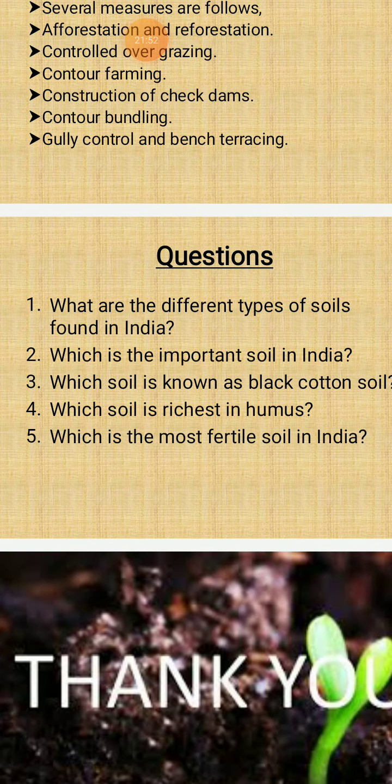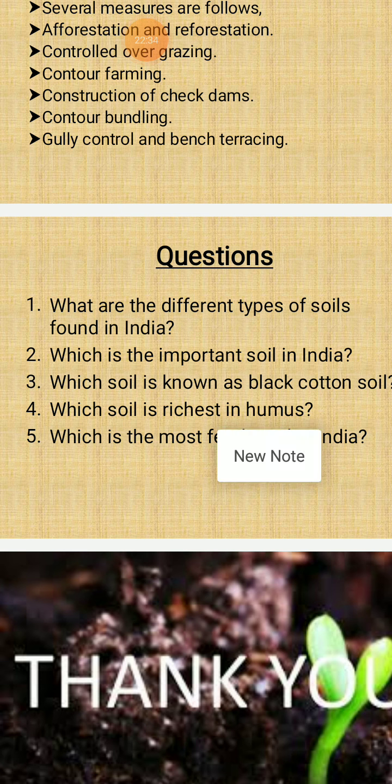Now I'll ask you questions. Mostly there are 4 marks or 3 marks questions in the examination. Children, number one, what are the different types of soil found in India? I have explained 6 types of soil already. I'll repeat: alluvial soil, black soil, red soil, laterite soil, desert soil, and mountain soil. If you write like this, you will get 3 marks. Which is the important soil in India? The same thing; all this I just mentioned, you can write.